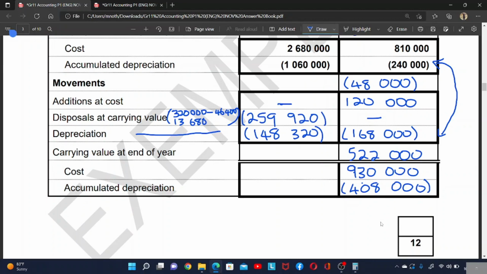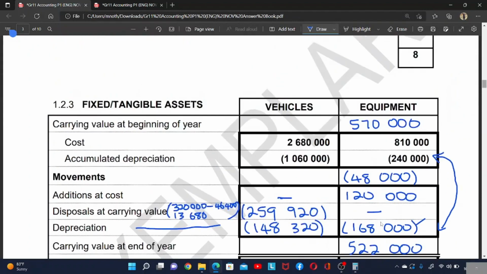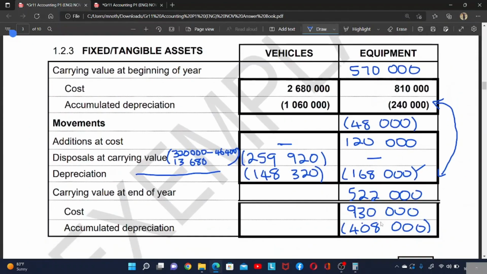Now what we're going to do, to get the carrying value of the vehicle at the beginning, we say cost minus accumulated depreciation, which will give you 1,620,000.